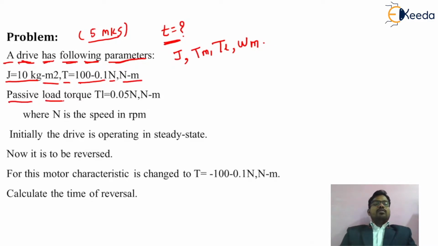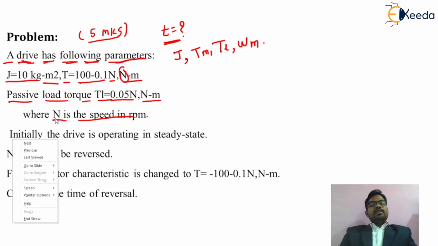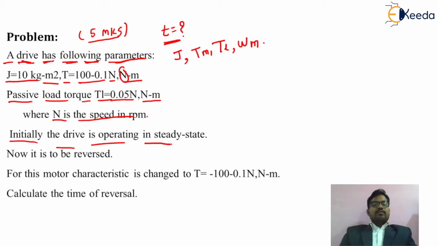The value of the passive load torque TL is 0.05 N Newton meter, where N is the speed in RPM. So we are getting the value of motor torque as well as load torque in terms of the speed. The value of that particular speed is very important in solving the problem. The drive is initially operating in a steady state, so obviously the motor torque is equal to the load torque. This will be the condition for the initial state.